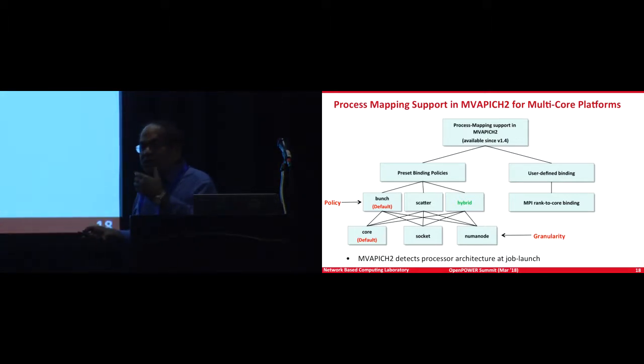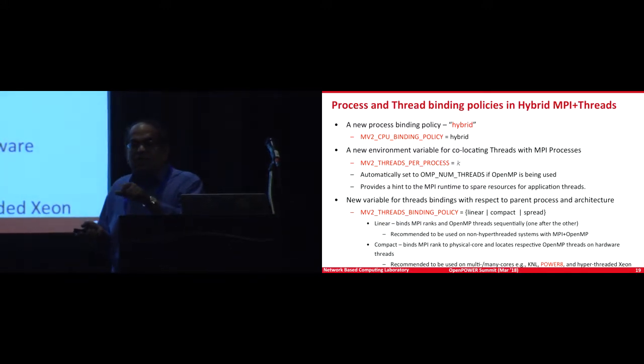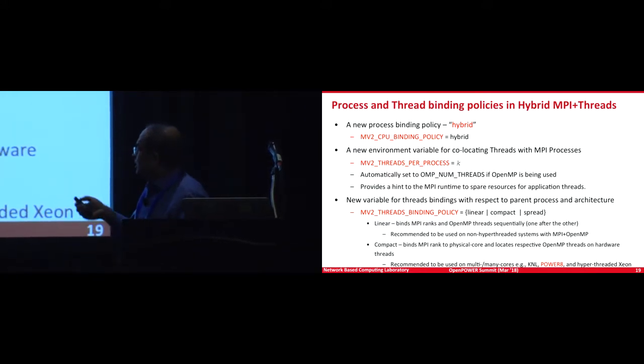So in fact, we have been continuously working on this in our library, and also in the community, people have been coming up with better binding policies. Here we had bunch and scatter. Recently we have introduced a hybrid policy with NUMA node. I will not go into more details here, but these are all in the user guide. Especially, we have taken the Power8 architectures and introduced a binding policy called spread. It will make sure that nearby processes are applied to physical cores without oversubscribing, so that you can get better performance.